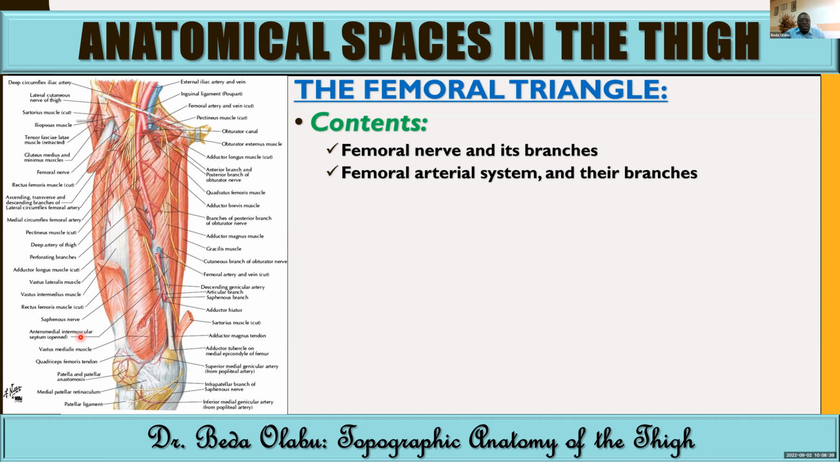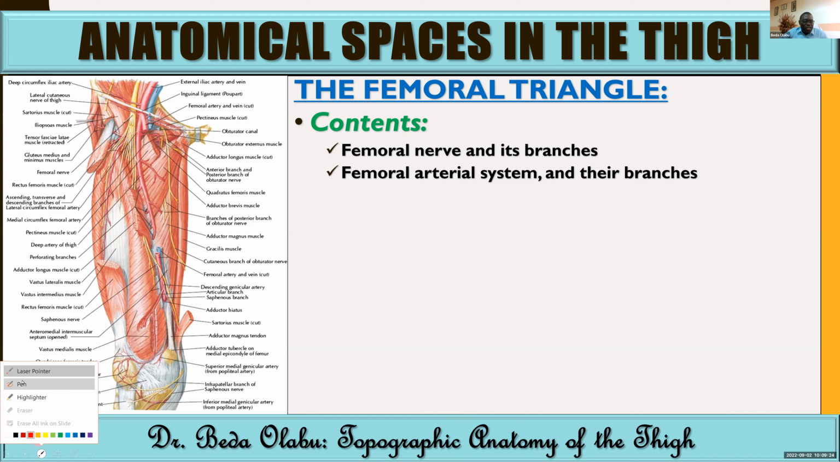Apart from the femoral nerve, we also have the femoral arterial system and their branches. When you talk of the femoral arterial system, we are referring to three major arteries. We have what we call the common femoral artery, which comes like that. And that common femoral artery is an extension of the external iliac artery. So the external iliac artery continues as the common femoral artery below the inguinal ligament. When it's above the inguinal ligament, you call it external iliac artery, but below the inguinal ligament, you call it common femoral artery.